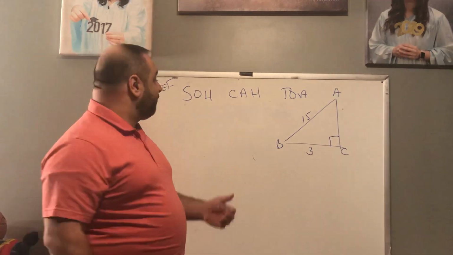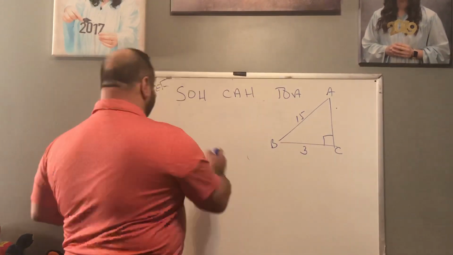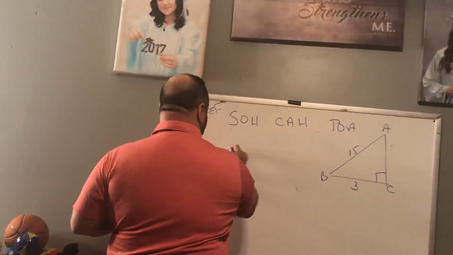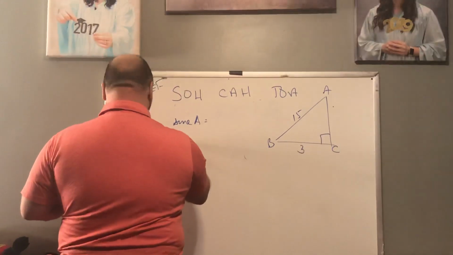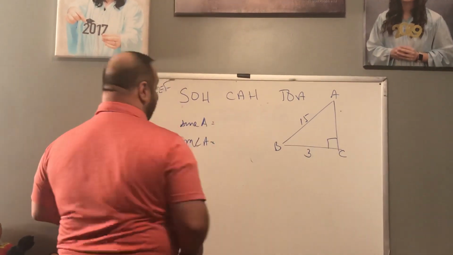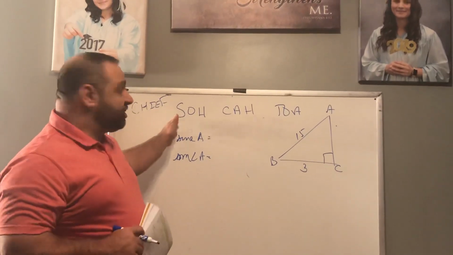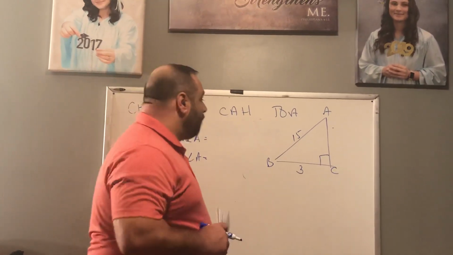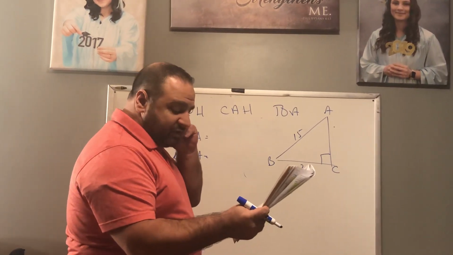So BC is 3, AB is 15. We want to find the sine of A, and then we want to find the measure of angle A. So we're going to use the sine, which is the side opposite over the hypotenuse. Let's look at this one here.